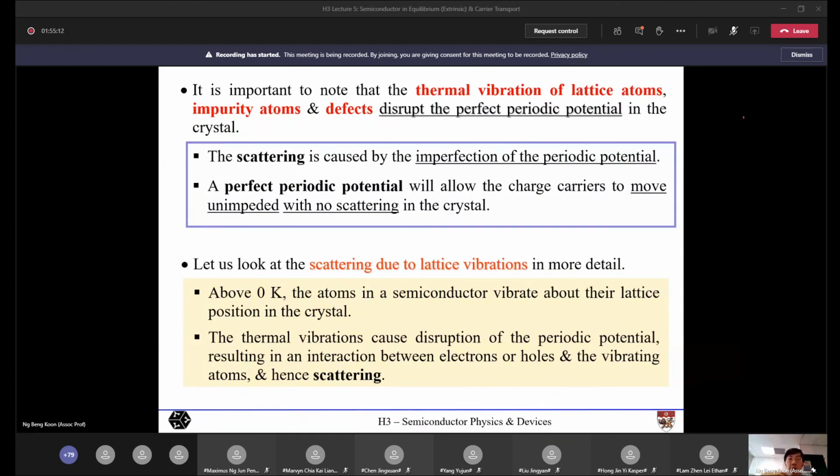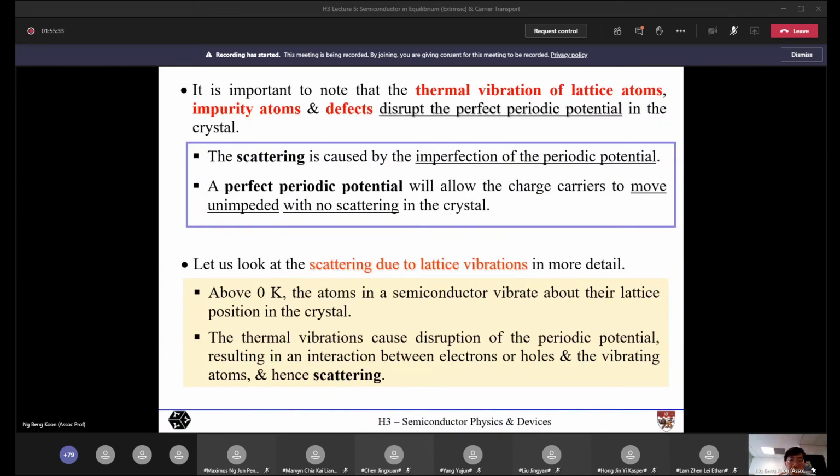The same goes for impurity atoms. You get a different charge in the position, and that will change the shape of the periodic potential. That would manifest as a disruption in the movement of the carrier. So the fundamental effect of all this is that the periodic potential is changed.